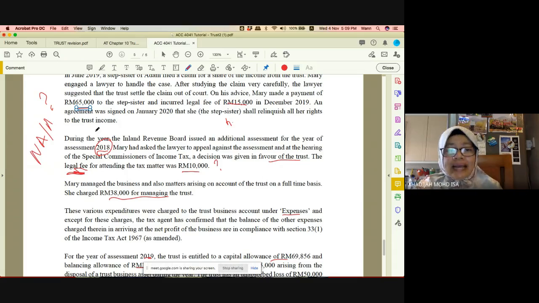But if you want to claim the legal fee of 10,000, you have to resubmit now. You have to apply to the IRB to revise your tax computation for 2018, because now you want to claim the legal fee of 10,000. You think the IRB will allow? They will not allow. You can revise your tax computation, either for company or individual, especially individual, only if there is additional tax to be paid or there is omission of income.